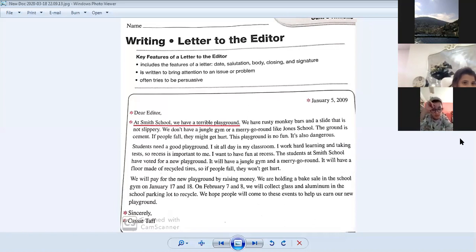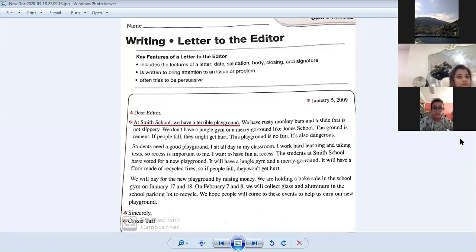Key feature of a letter to the editor. What do we mention on the letter to the editor? Include the date, salutation. Salutation means dear whatsoever, the name. You can simply write it, dear editor. Body, body is your paragraph. Closing: sincerely, faithfully, with love, yours. And then end it with your signature.